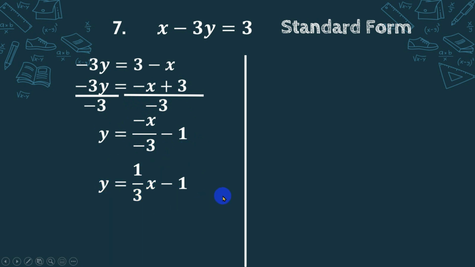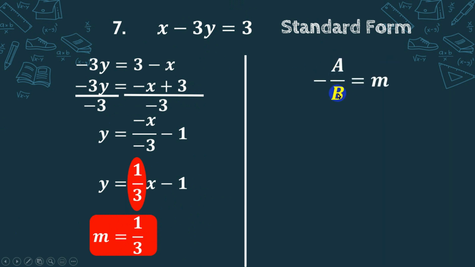Dahil na-rewrite na natin siya into slope-intercept form, malinaw na ngayon sa atin kung alin ang magiging slope. That is the numerical coefficient of x in the slope-intercept form. And yun po ay yung 1/3. So, the slope of this line is 1/3. By rewriting it into slope-intercept form, nakuha natin yung ating slope. Pero, pwede nating paikliin yan.